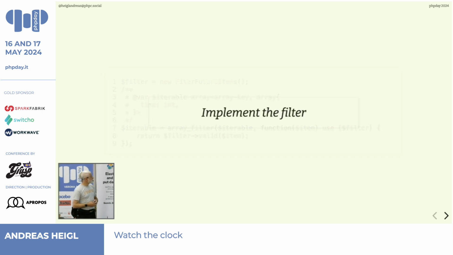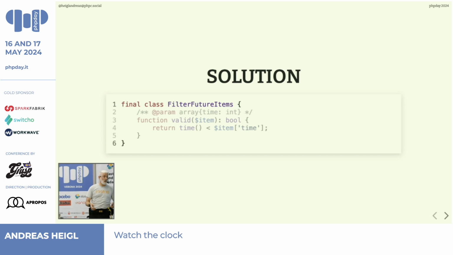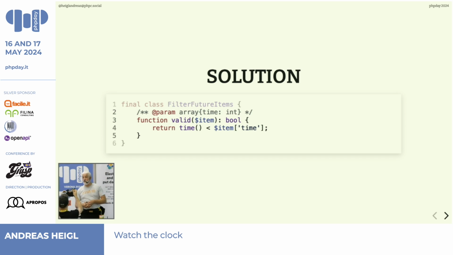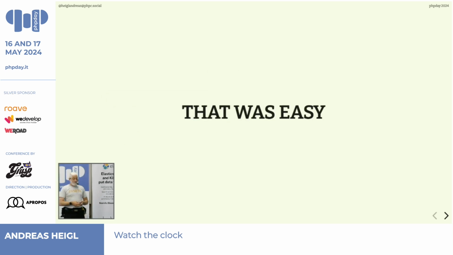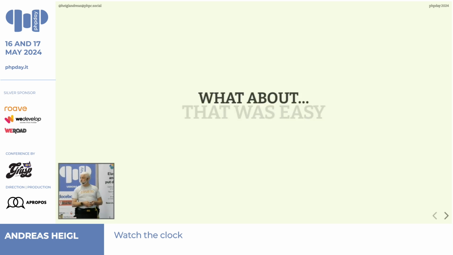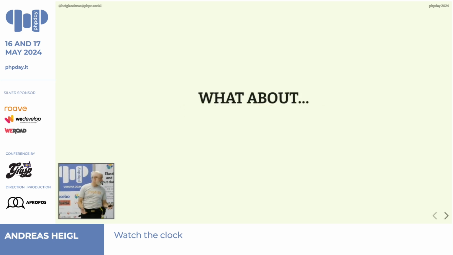How do we implement the filter? Well, that is pretty easy. We create the FilterFutureItems class, and then, yep, have the function valid. And this function valid checks whether the return value from the time function is smaller than this time thingy. That's it. Easy, isn't it? I wouldn't be standing here if that would be all.